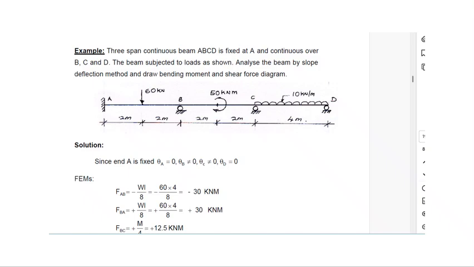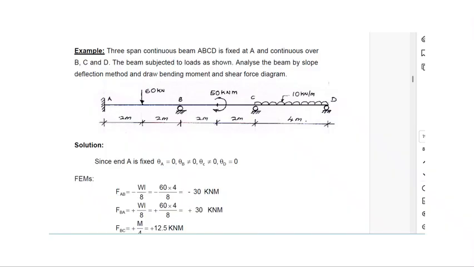So it's a three-span continuous beam ABCD, and it is fixed at A and continuous over supports B, C, D. And also the degrees of freedom for this continuous beam is going to be 3. In the displacement technique, first we have to analyze the degrees of freedom for this problem, so that we can find the unknowns, and based on the unknowns the joint displacements can be found, and if you add the fixed end moment you can get the final moments.